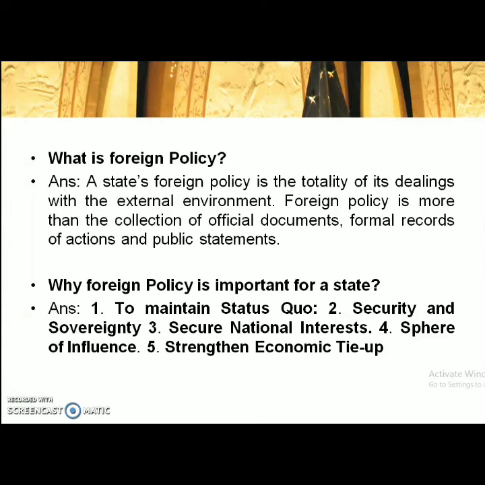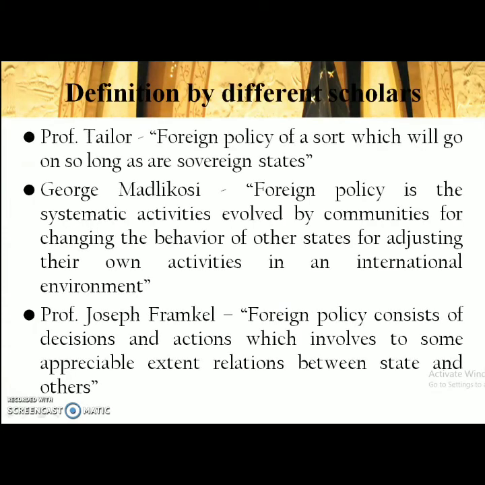Now, let us take some important definitions on foreign policy. Professor Taylor said that foreign policy is of a sort which will go on so long as there are sovereign states. George Modelski said that foreign policy is a system of activities evolved by communities for changing the behavior of other states, and for adjusting their own activities in an international environment. Professor Joseph Frankel said that foreign policy consists of decisions and actions which involve, to some appreciable extent, relations between states and others.